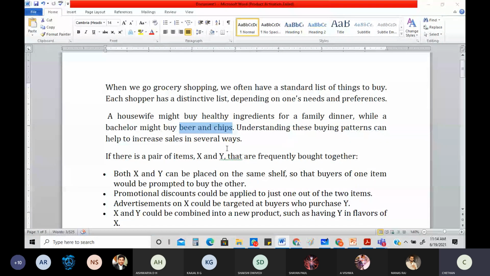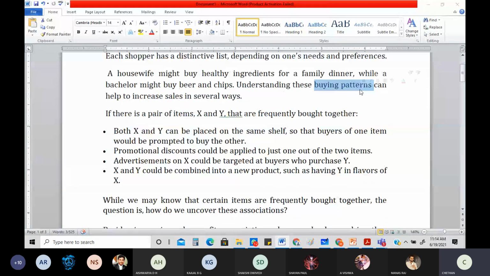So understanding these buying patterns is very important. Buying patterns can help you to do what? Can help you to increase the sales in several ways. So that is a very important thing. I'm going to underline where the keywords are. These are the things with which you need to start the answer. That's what I'm talking about. You need to start the answer right from talking about the association, and then you keep on going with it.